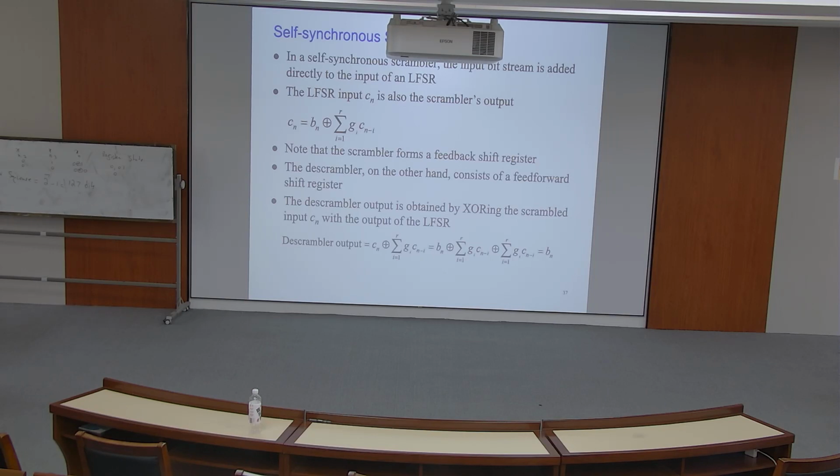Now the self-synchronous scrambler. In a self-synchronous scrambler, the input bit stream is added directly to the input of an LFSR. The LFSR input Cn is also the scrambler's output. So here, C of n is basically the user's data plus the LFSR output, and this is the scrambler's output. Note that the scrambler forms a feedback shift register.